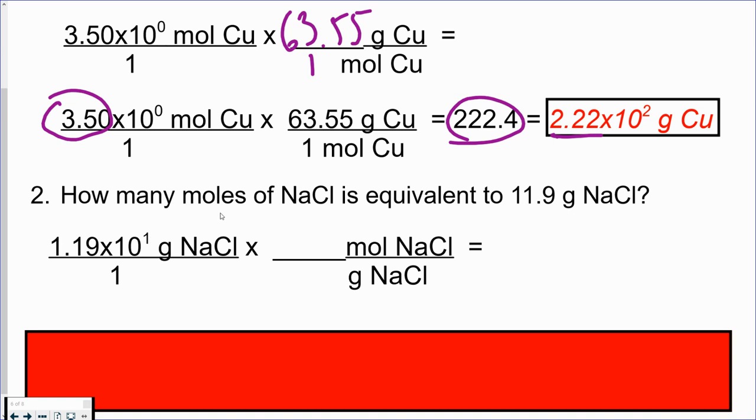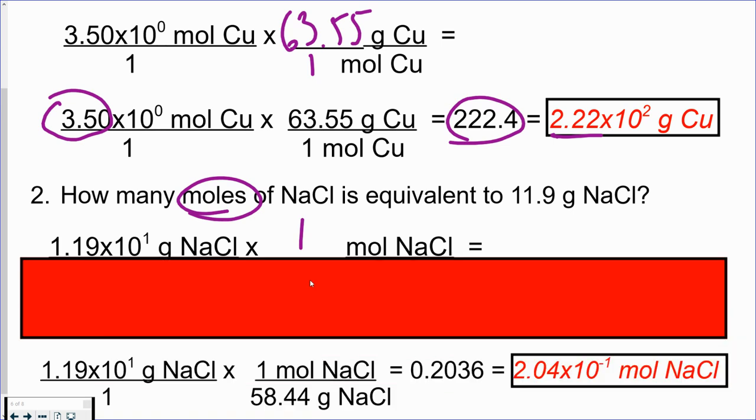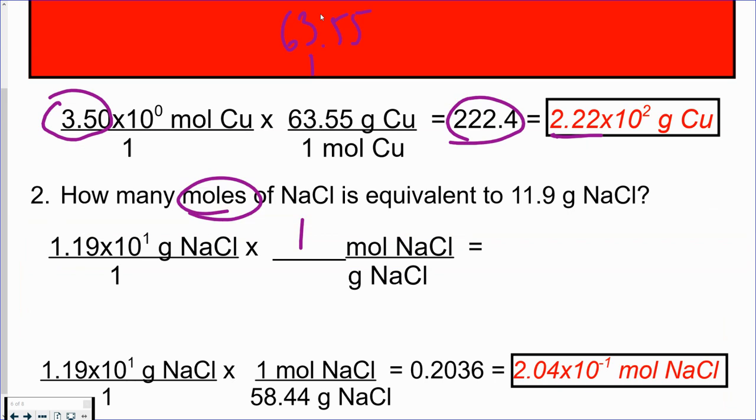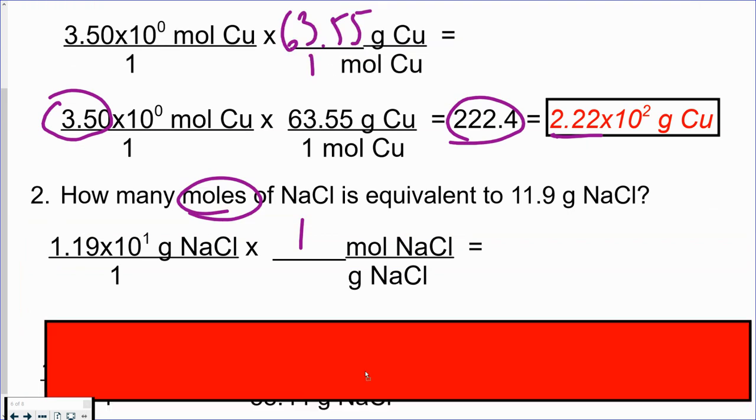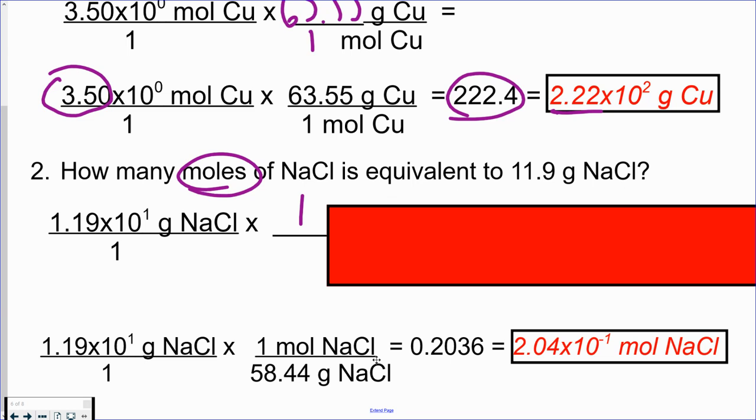So for question number 2, it says how many moles of NaCl is equivalent to 11.9 grams of NaCl? Well, right there's mole, so it's 1 step. Grams is at the bottom, so we're going to put that gram molar mass, and mole gets 1. Now the gram molar mass, I believe, is 58.44. Okay, it's 58.44. You divide by 58.44, giving you this final answer in your calculator.